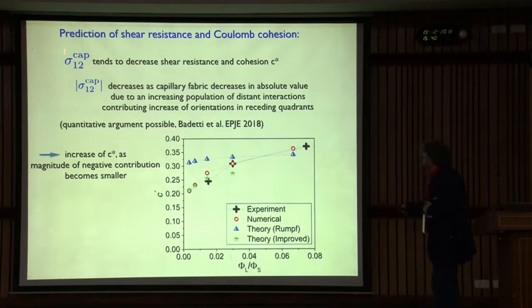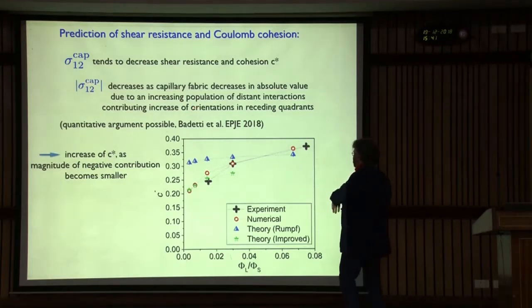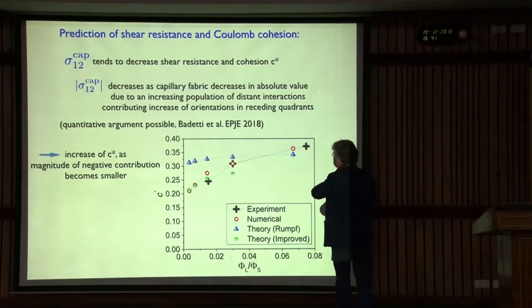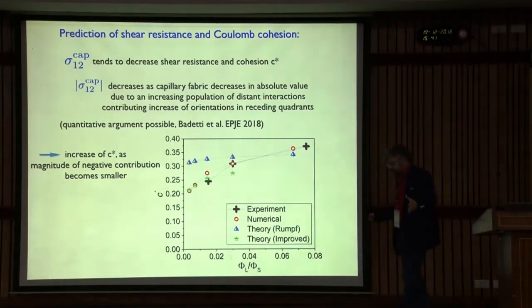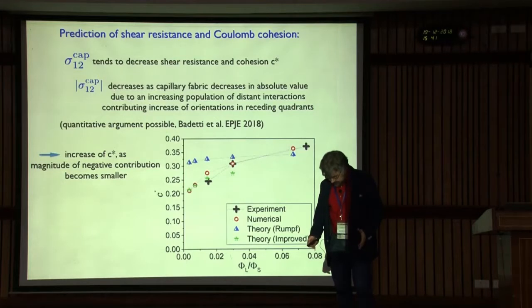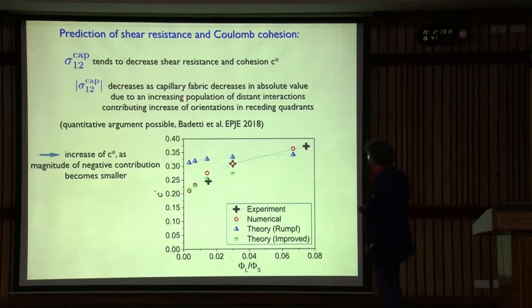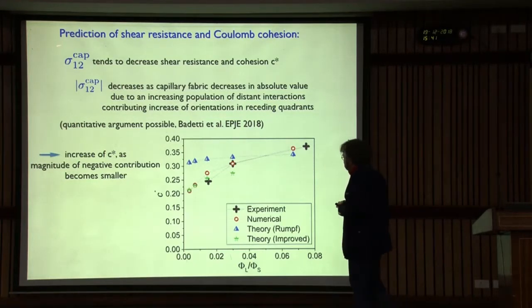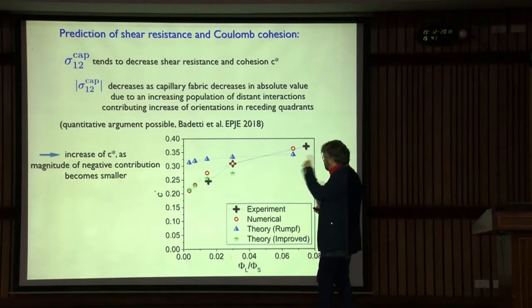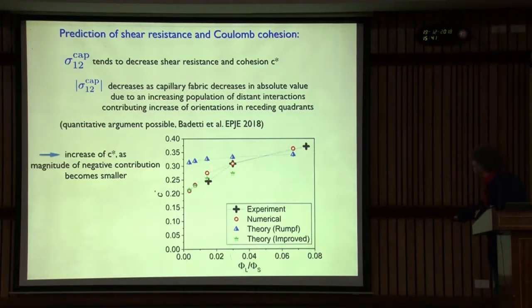You know, this one tends to decrease the shear resistance, and in fact, it decreases as capillary fabric decreases in absolute value when we have more distant interactions, that is to say when we have more fluid. So when we have more fluid, more liquid, we increase the cohesion because the decreasing term due to the contribution of capillary forces to the shear stress decreases, hence the sum increases. So that's how we obtain this better prediction here, which captures this decreasing trend of the capillary cohesion.